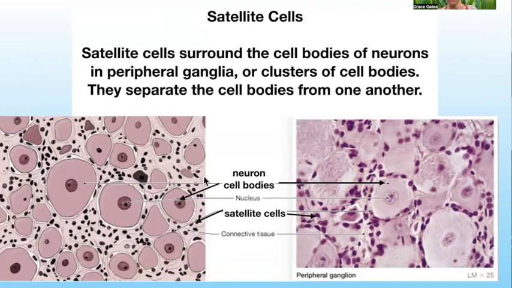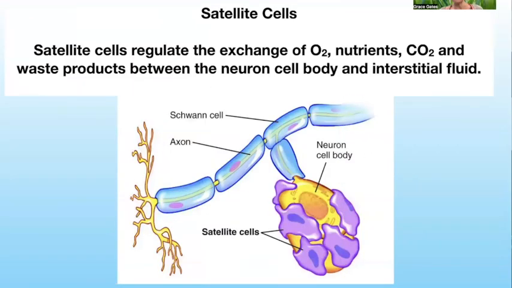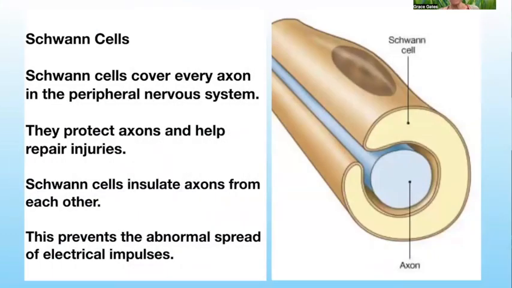And you see here in the picture, and also in the histology slide, the neurons look gigantic, and the satellite cells, which we see by their little nuclei, are outnumbering the neurons and are much smaller than the neurons. Satellite cells regulate the exchange of oxygen, nutrients, carbon dioxide, and waste product between the neuron cell body and interstitial fluid.